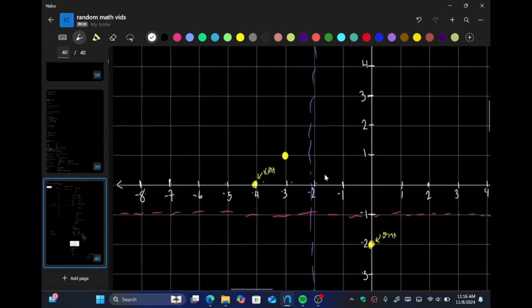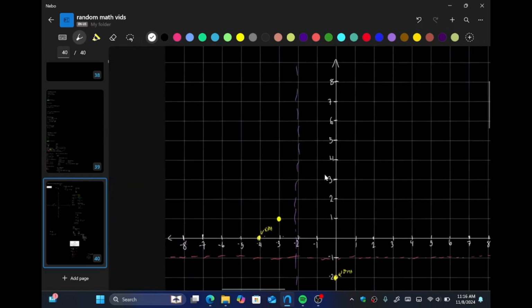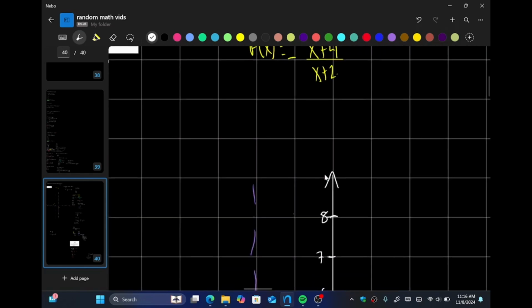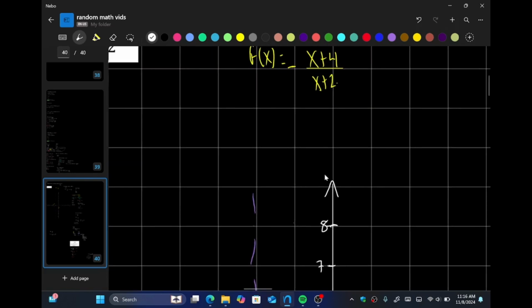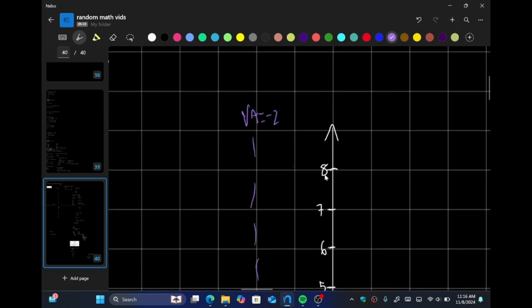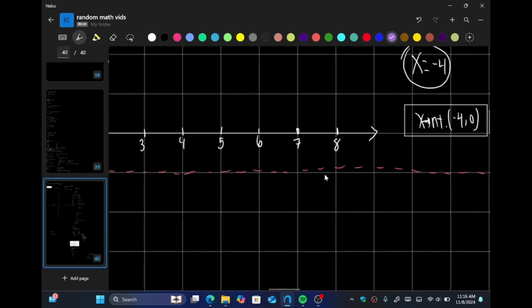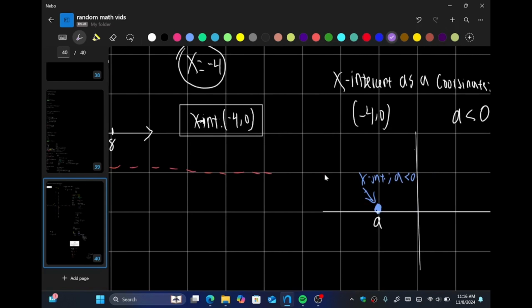Okay. So in this case, guys, we know that we're approaching, and I forgot to put in here, VA equals -2. Hold on. Forgot to put that in here. Okay. VA is x equals -2. And then HA is y equals -1. So I forgot to state that here, guys. I'm sorry.